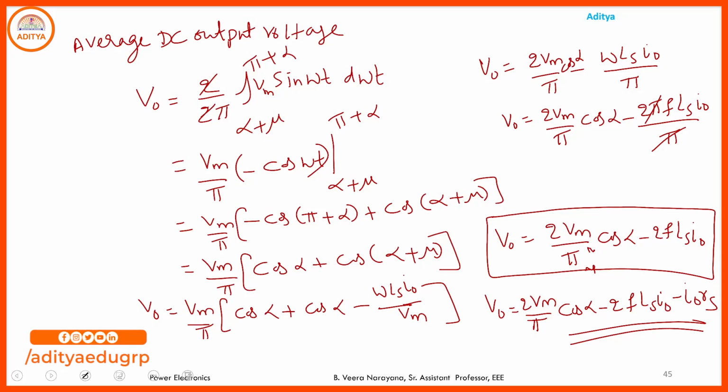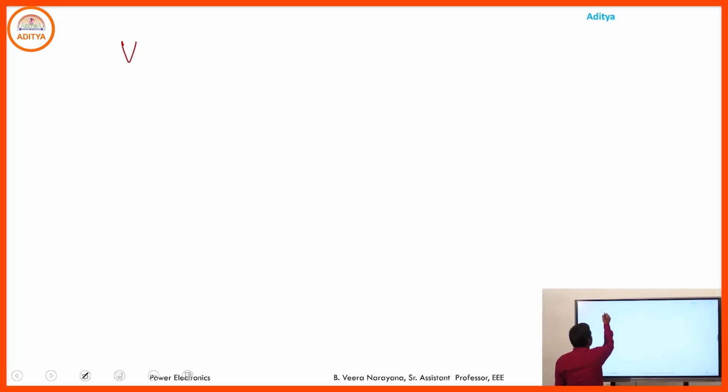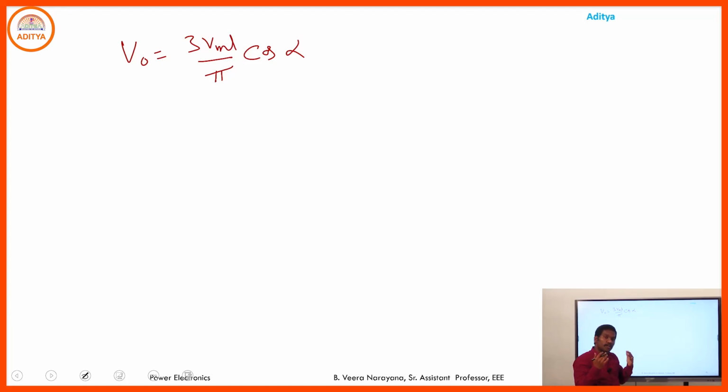Similarly, if you go through the 3-phase full wave converter, what is the average DC output voltage across the load? 3 VmL by pi cos alpha. That much amount of the voltage will be collected across the load if the source does not have any internal impedance. If the source has internal resistance, then in the 3-phase full wave converter, at a time two SCRs will be in the on state, one from the positive group, another from the negative group. That means two phases must be in contact with the load, corresponding to which you are getting the line voltage.